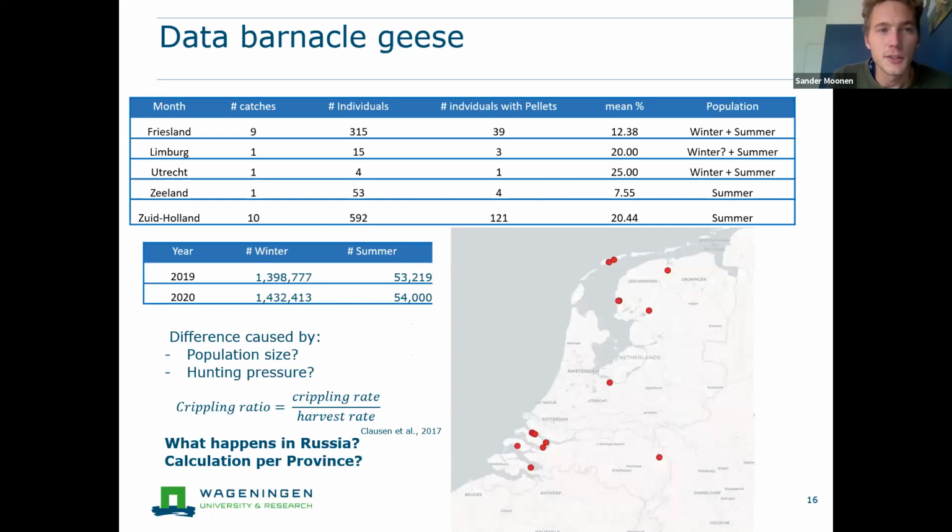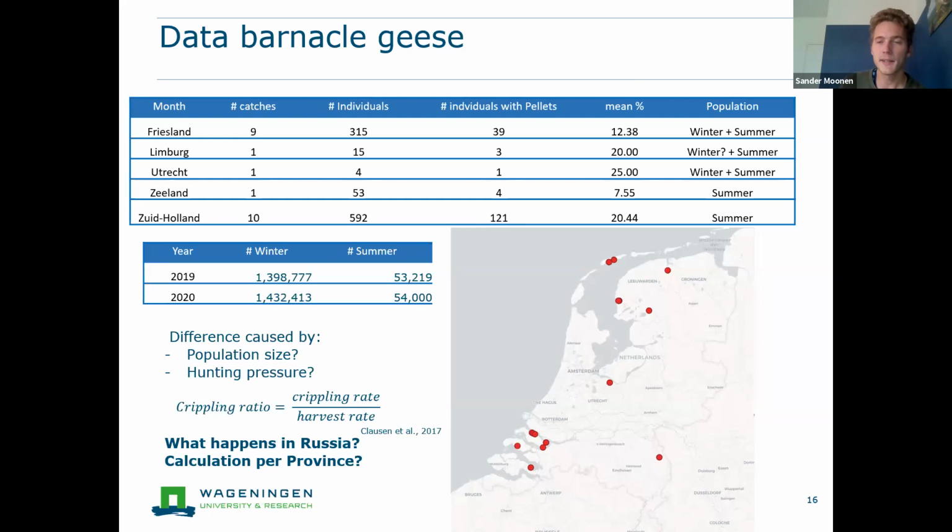A bit more detail on the barnacle geese, because that was our main focus, of course. In the Netherlands, we caught in 5 provinces. As you can see, the most catches were in Friesland and in Zuid-Holland. And we did 3 catches, of which 1 was in Limburg, 1 was in Utrecht, and 1 was in Zeeland.